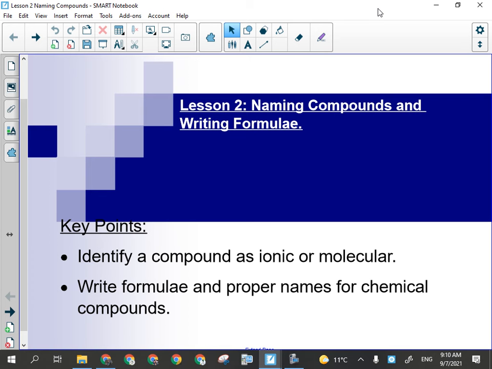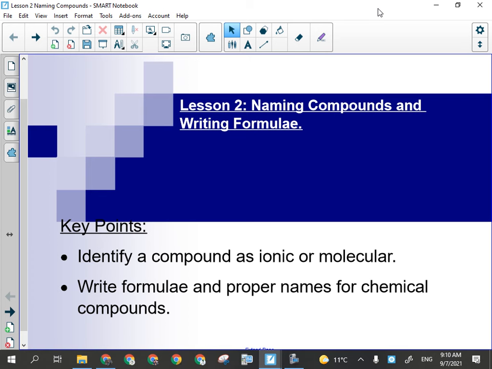So we're going to look at naming ionic compounds and naming molecular compounds. Again, hopefully that's review, and then we're going to add on a few exceptions that you would not have learned in Science 9, that are important for some of the things we do in Science 10 and Chem 20 and Chem 30.